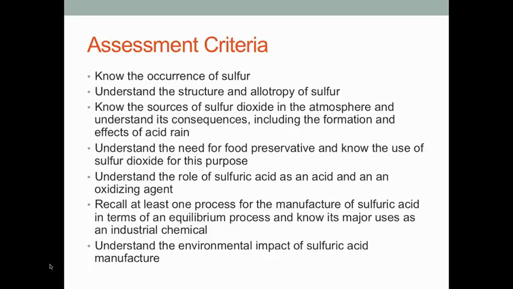Understand the role of sulfuric acid as an acid and as an oxidizing agent. Recall at least one process for the manufacture of sulfuric acid as an equilibrium process, and know its major uses as an industrial chemical, and understand the environmental impact of sulfuric acid manufacture.